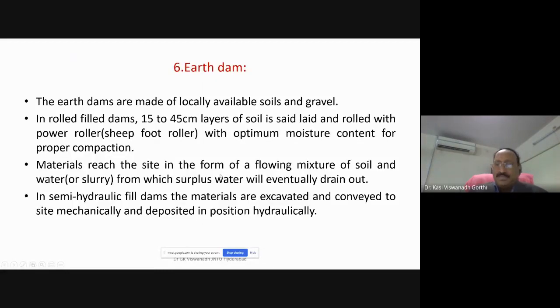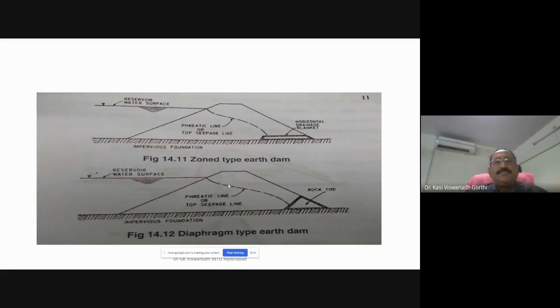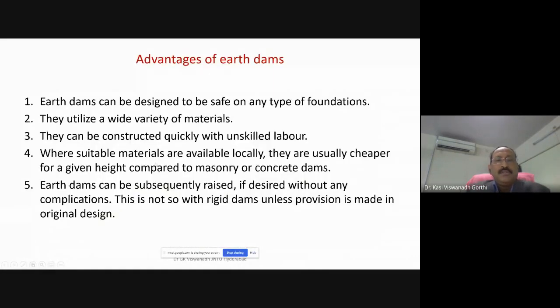Earth dam is good one way. The advantage with the earth dam is that it is highly economical because you are using locally available gravel, soil, etc. The disadvantage is that the height cannot be much. I mean, as in the case of a concrete dam, as we have seen, 800 meters also will be the height, but here only up to 40-45 meters maximum can be constructed.